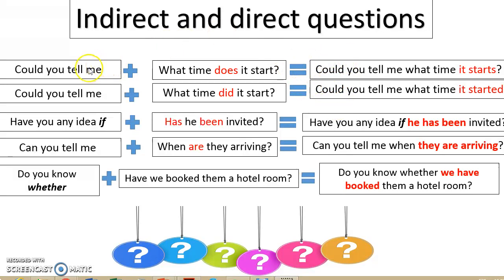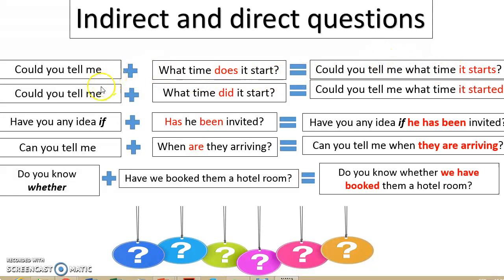So let's start. I have here, could you tell me, right? That's simple. And the normal question that I have here is, what time does it start? Now, if I add this phrase to this normal question, what I will have is, could you tell me what time it starts? And I want you guys to observe carefully how I include here the auxiliary does, because this is a present simple question, right? What time does it start? But here I eliminate the does and instead I write it starts. Could you tell me what time it starts? Okay.